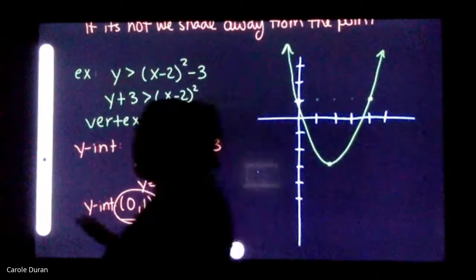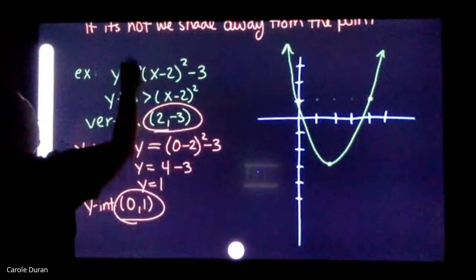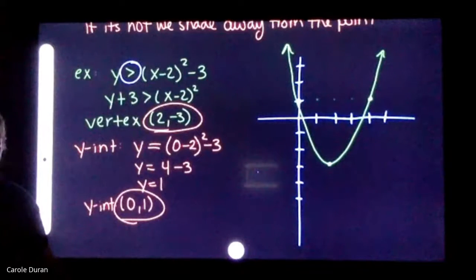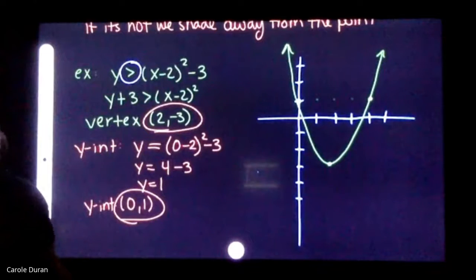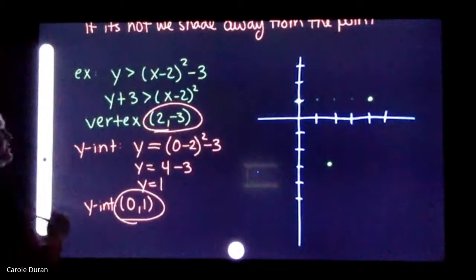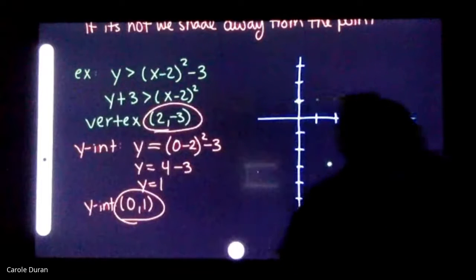Because of my inequality. Remember, if it is a single inequality, so it's a greater than or a less than, it is supposed to be a dotted line. If it is a double inequality, so if it's greater than or equal to or less than or equal to, then it is a solid line. So I need to go back and make sure I fix that. That is a very easy thing to forget. In fact, I forget it all the time.